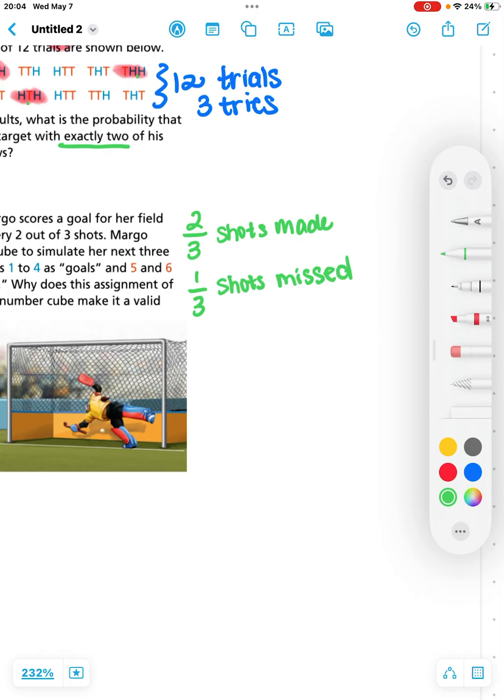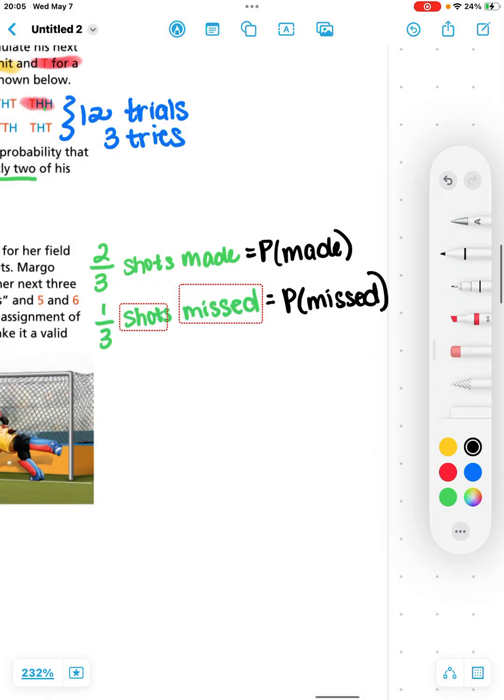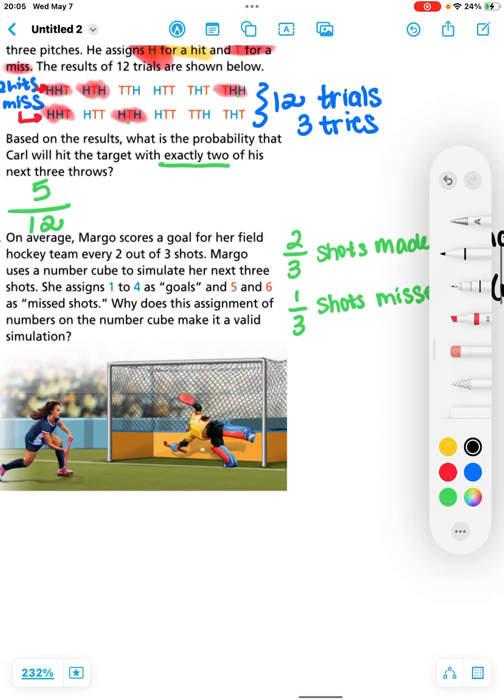Now, the way you're probably going to see it on the test, this will be probability of made shots, where this is probability of missed. So just keep that in mind, that if you see that big P with the parentheses of what the favored is, that's just the probability of whatever it wants. And for this one, we got made or missed. So with the number cube, all that is a dice.